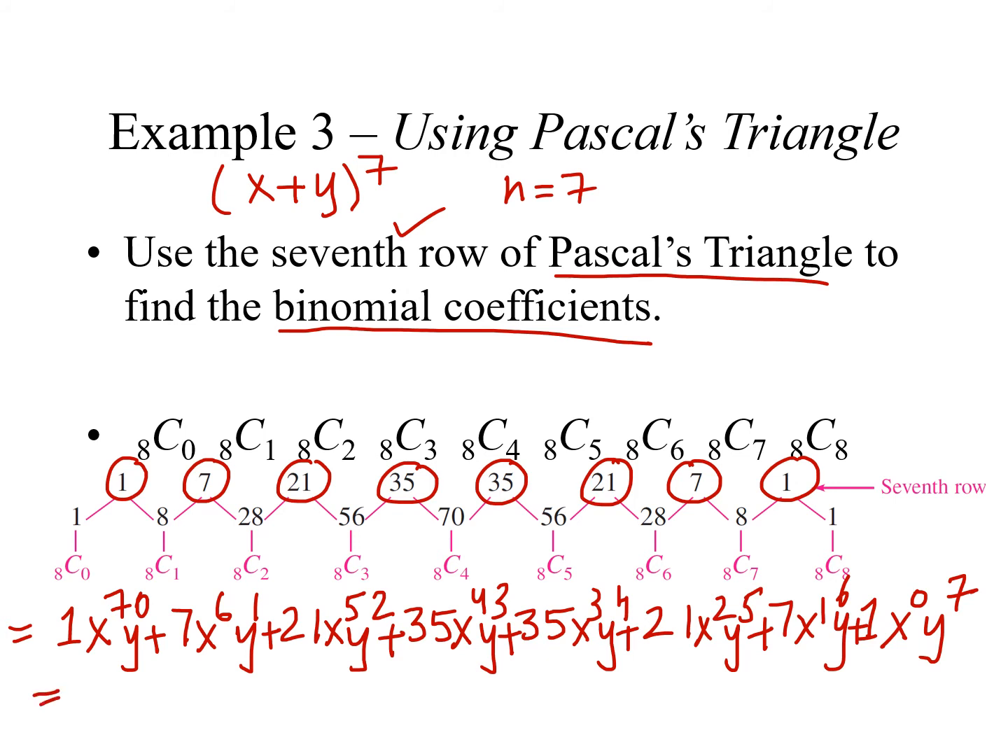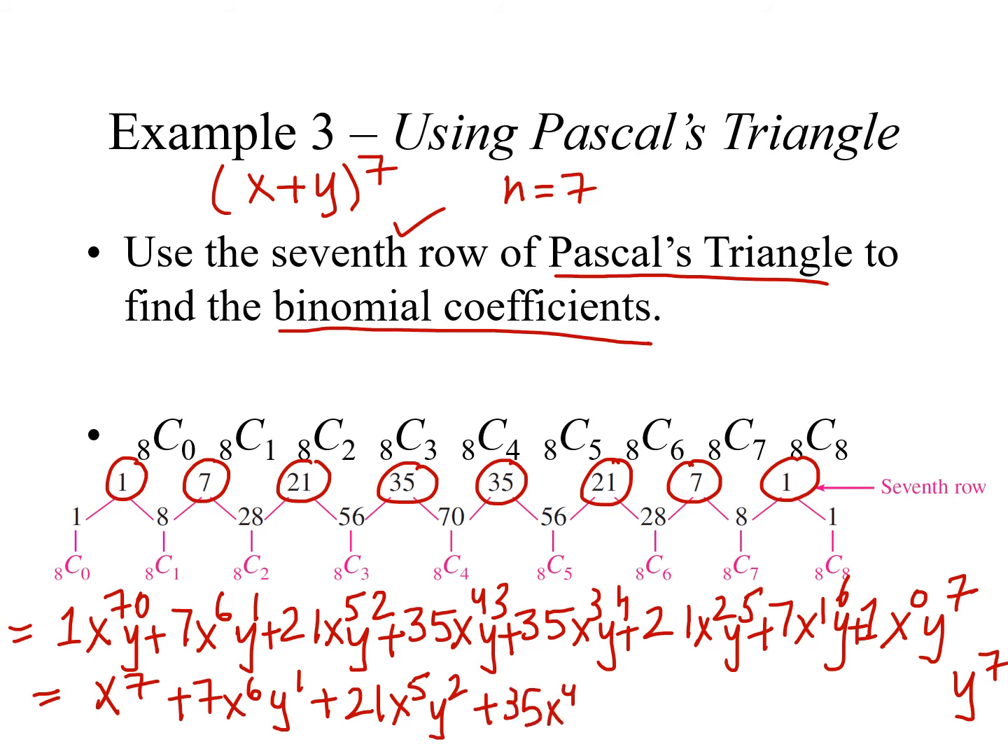Now final answer would be, because any number raised to the power 0 is 1, so it will be simply x to the power 7. Similarly, last term will be y to the power 7. In between, we have 7x to the power 6, y to the power 1, plus 21x to the power 5, y to the power 2, plus 35x to the power 4, y to the power 3, plus 35x to the power 3, y to the power 4, plus 21x to the power 2, y to the power 5, plus 7x to the power 1, y to the power 6, and last term y to the power 7.